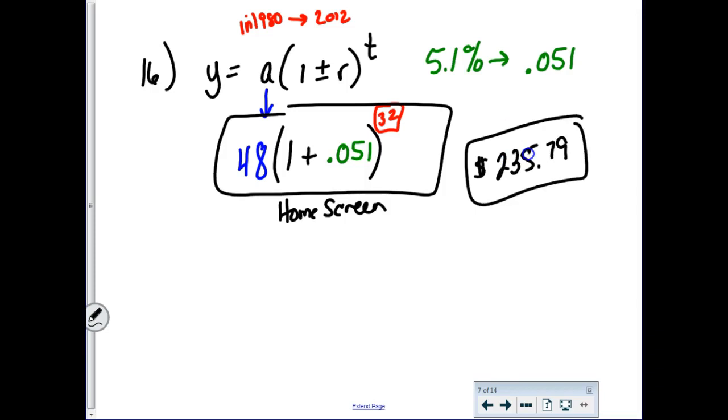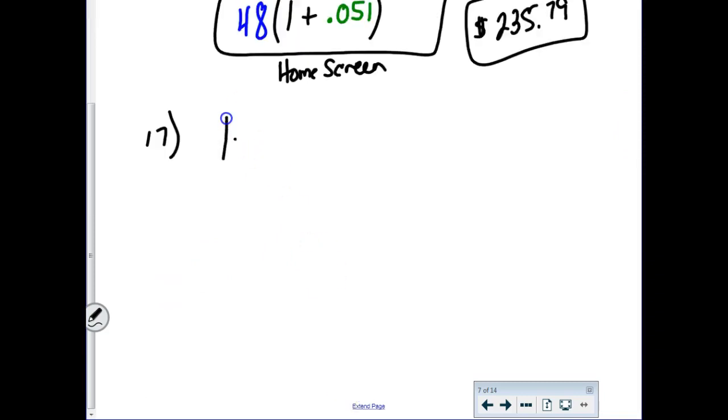So far, so good? Okay. 17 is a rewriting question. And you will be given a formula on your formula sheet that says log base b of x equals y, and then it'll say b to the y equals x. So that's the conversion for how to go from log to exponential. If you would like to use that formula to get this one right, you are more than welcome to.